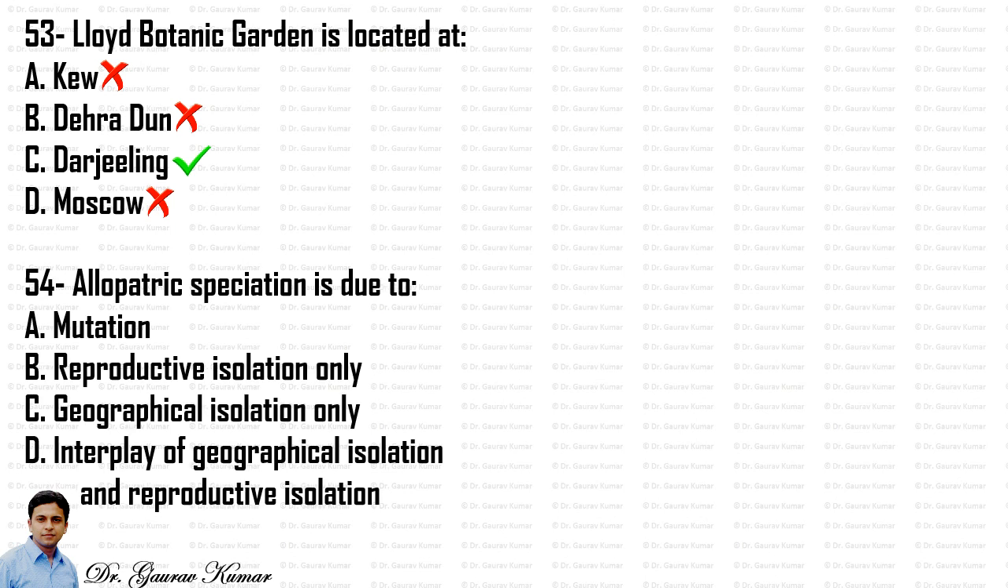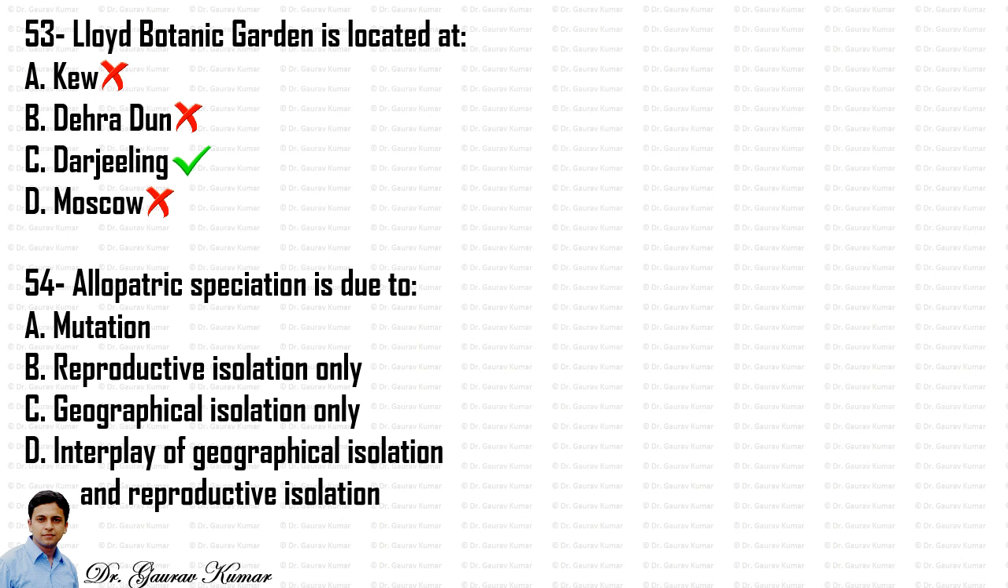Allopatric speciation is due to, so next question, allopatric speciation is due to, has a different option, because it has one option, C, which says geographical isolation only, and then there is an option D, interplay of geographical isolation and reproductive isolation. So if you have listened to my previous 2014 question paper explanation, then in that explanation I have told that allopatric speciation is due to geographical isolation and sympatric speciation is due to reproductive isolation. But the option D here is saying that it is interplay of geographical isolation and reproductive isolation.